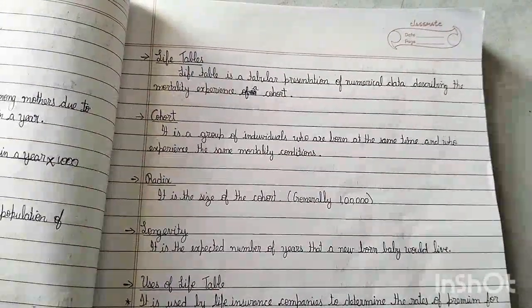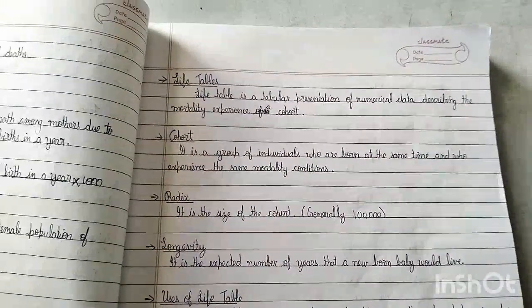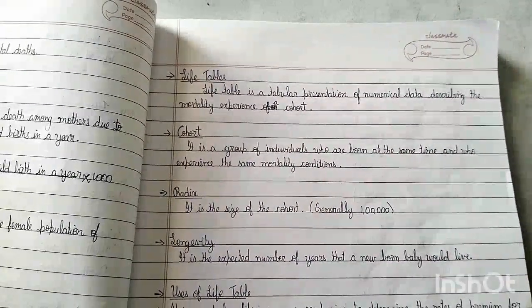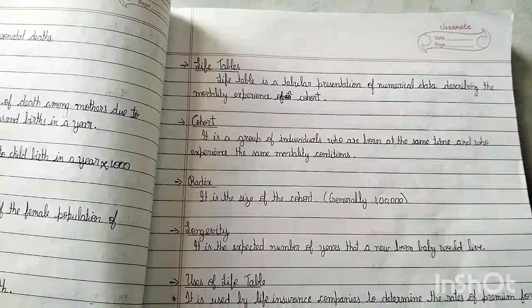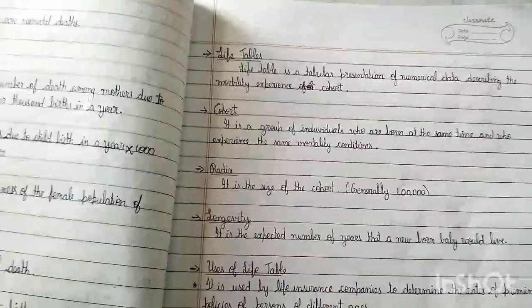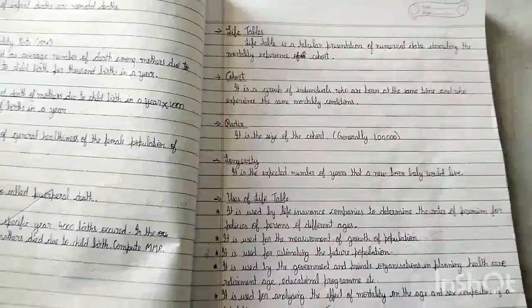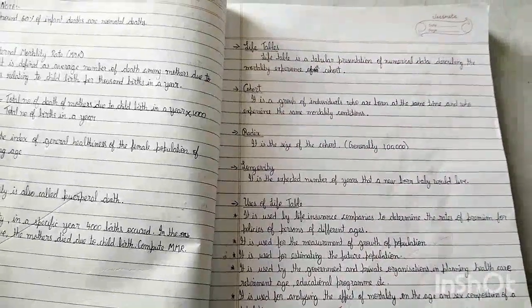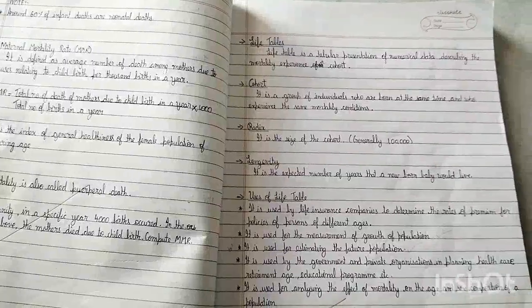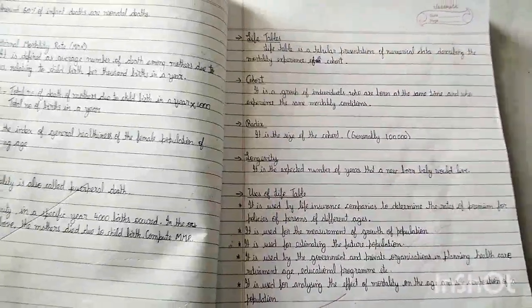A life table is a tabular presentation of numerical data describing the life experience of a cohort. Cohort: it is a group of individuals who are born at the same time and who experience the same health conditions. Radix: it is the size of a cohort, generally 1 lakh. Longevity: it is the expected length of time that a newborn baby would survive or live. Uses of life table: it is used for measurement of growth of population, for estimating future population, and it is also used by government in planning healthcare, retirement age and educational programs.